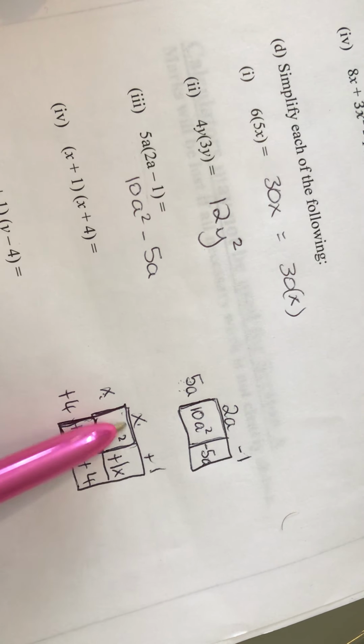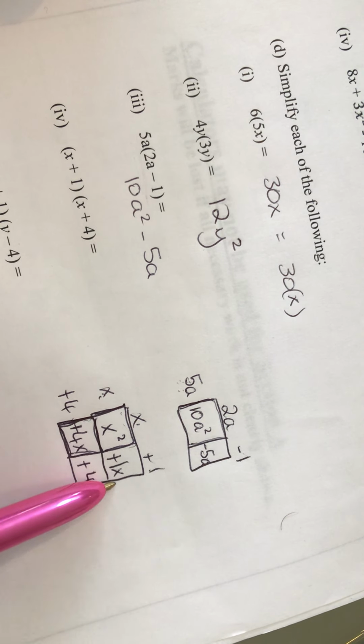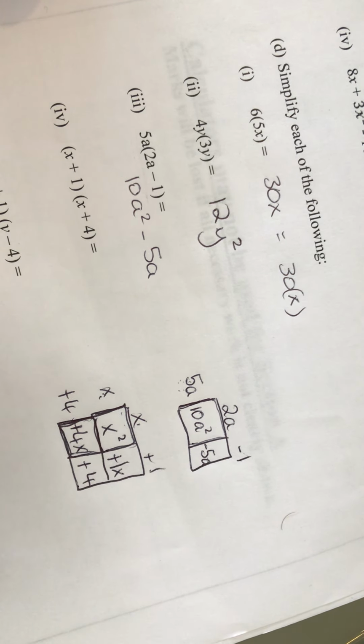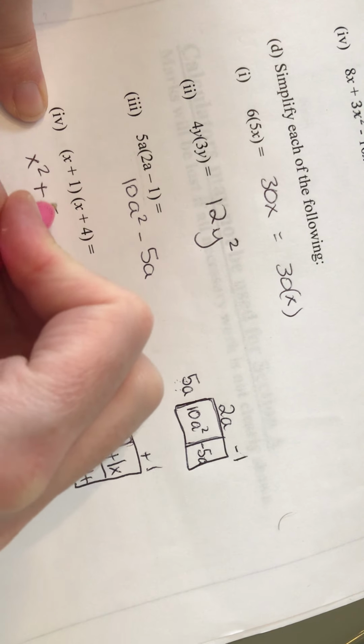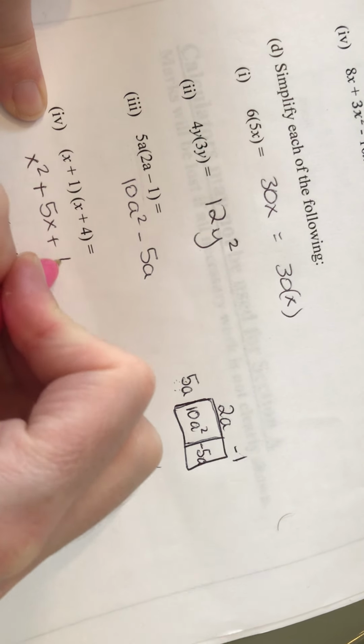Now, is there any simpler way of saying x squared plus 1x plus 4x plus 4? Yep, x squared plus 1x plus 4x. Well, they're the same, so I can add them. I have 5 x's plus 4.